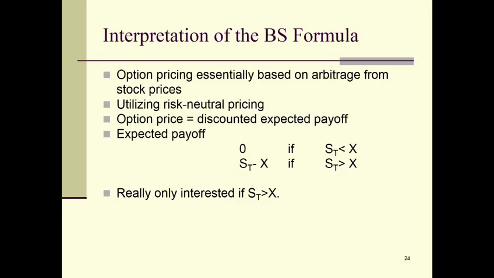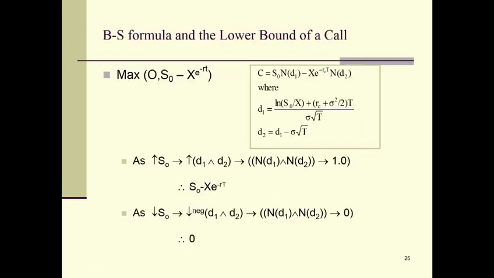So to recap, option pricing is essentially based on arbitrage. It uses risk-neutral pricing and is nothing but the expected discounted payoff, right? And you're only interested if S is greater than X in the case of a call because out-of-the-money calls are all worthless, right? Okay, so for the next few slides, we're going to look at how the Black-Scholes model behaves in different scenarios, okay? So first we look at a stock. Now always fall back to these 3 formulas in your Black-Scholes, okay?